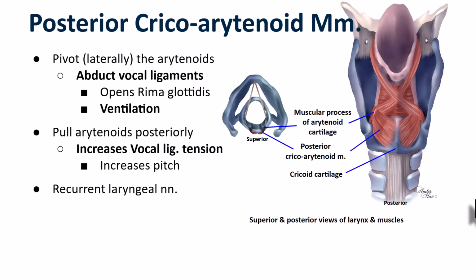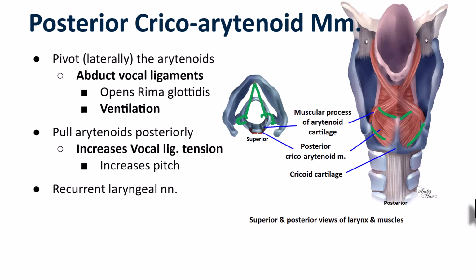The posterior cricoarytenoid muscles, we can see there and there. In the posterior view of the larynx, they are quite visible, and they laterally pivot the arytenoid cartilages and the vocal processes. By doing so, maximally opening the rima glottis, favoring ventilation.